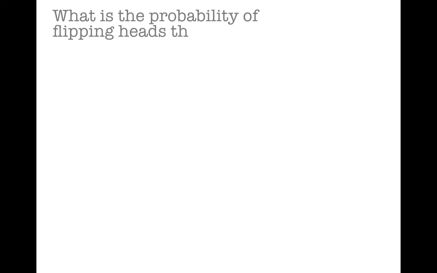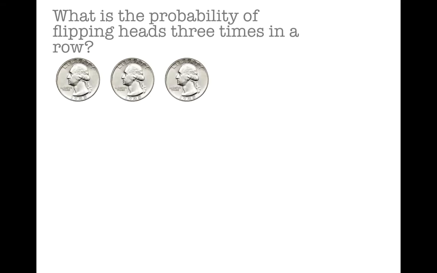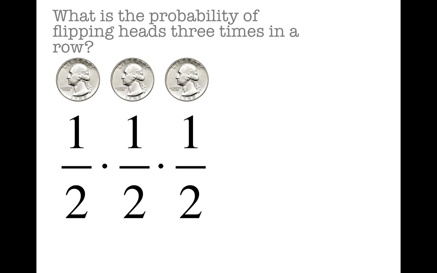All right, so what's the probability of flipping heads 3 times in a row? Well, on your first coin, you have a 1 in 2 chance. On your second coin, you have a 1 in 2 chance. On your third coin, you have a 1 in 2 chance. So on top, you have 1 times 1 times 1. On bottom, you have 2 times 2 times 2. So you have a 1 in 8 chance of that particular occurrence taking place. All this is multiplication. It's really easy.